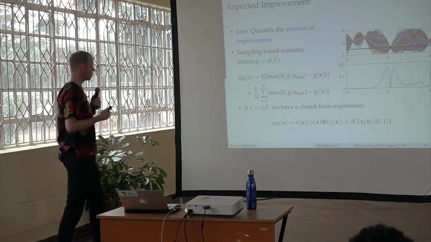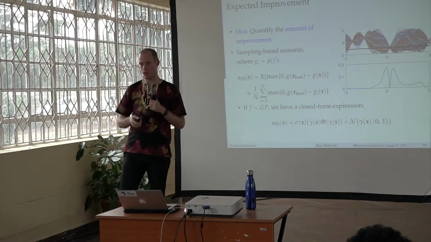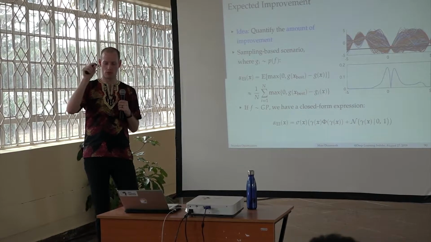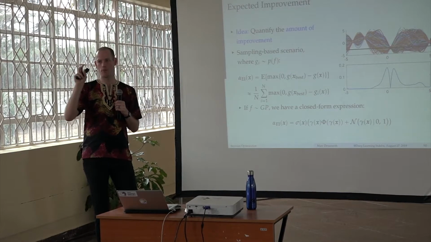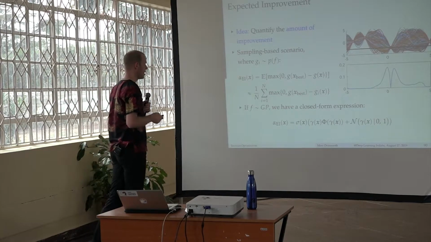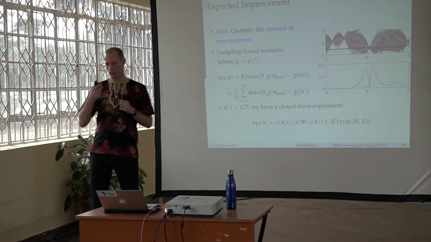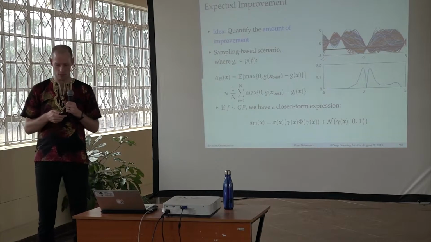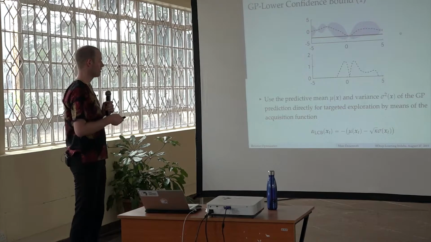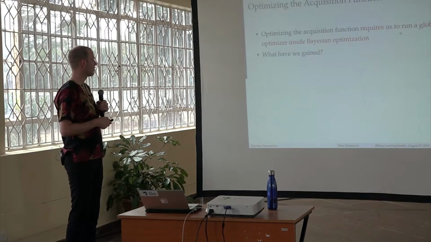So expected improvement really is, instead of computing the probability of getting a better function value, we want to quantify how much better we get. Probability of improvement would count 1 if we get 10 to the minus 5 better or 5 better. So it would give you a count of 1 for both of these cases. And expected improvement computes the expected magnitude of improvement. I don't want to go through this equation here, and also for the lower confidence bound, the equation is here, because I want to finish with something slightly different.